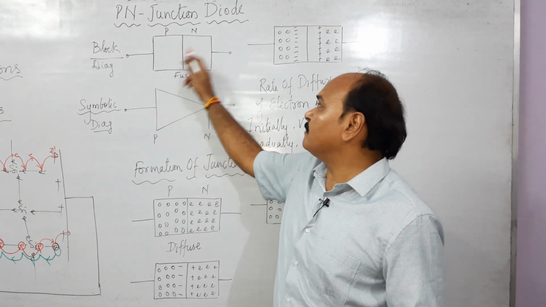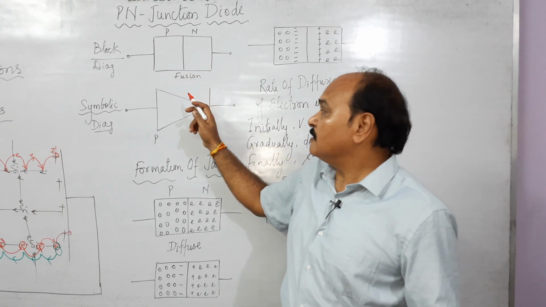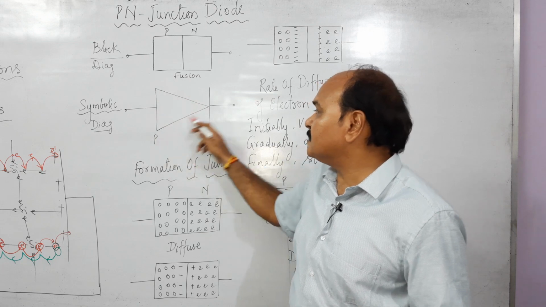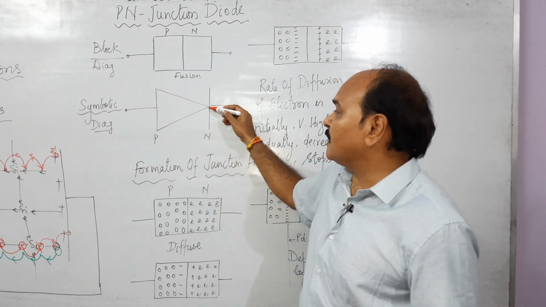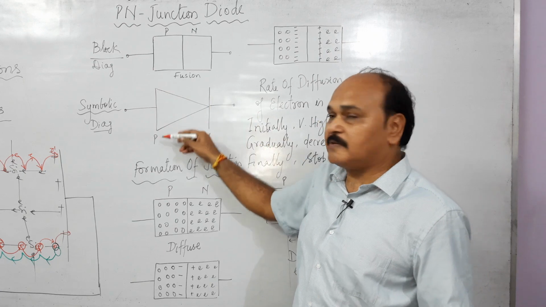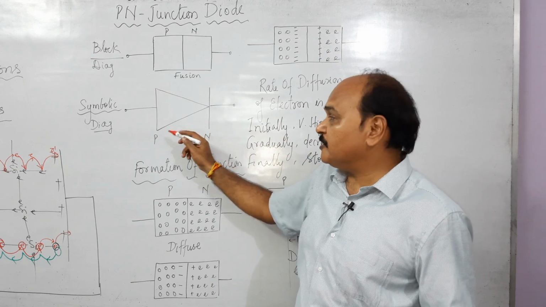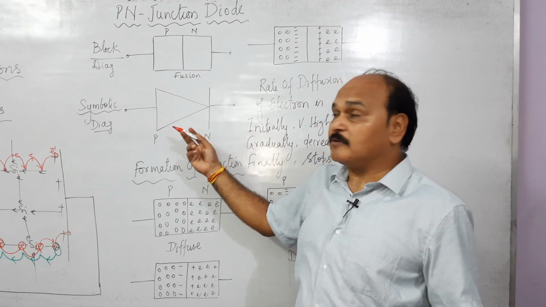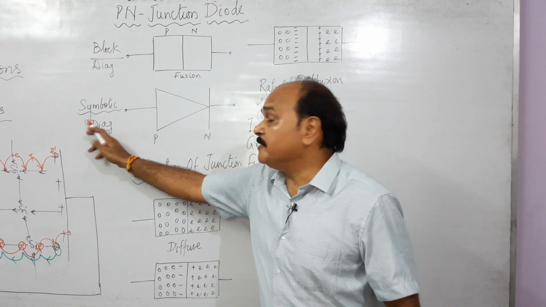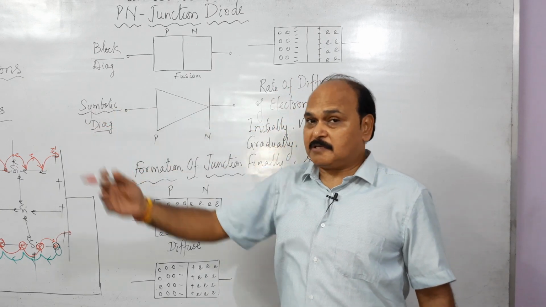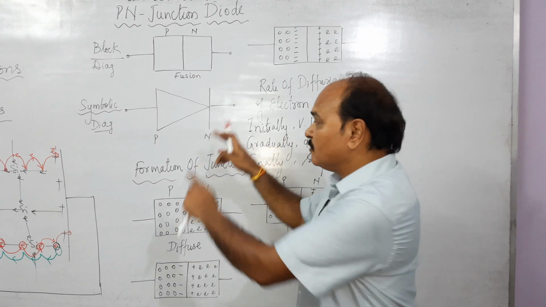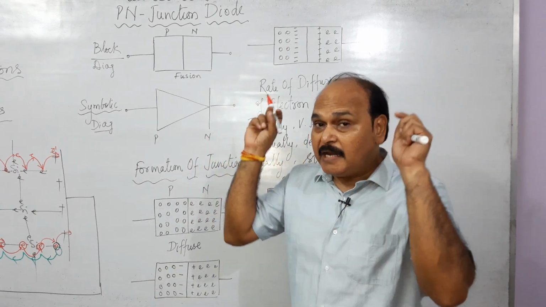This is the block diagram of PN junction diode. And if we make a triangle like this, and at the vertex of the triangle we draw a straight line parallel to the base of the triangle, this is again a p-n junction diode, and this is called the schematic or symbolic representation of junction diode. That's how junction diode is drawn in any electronic circuit.